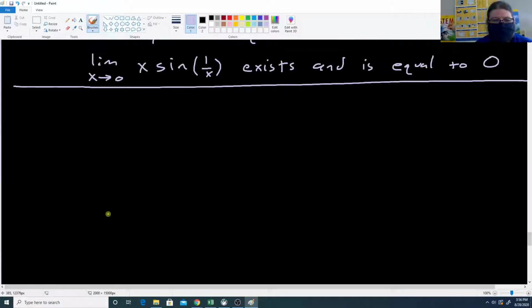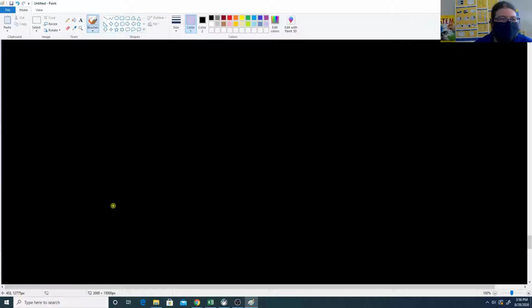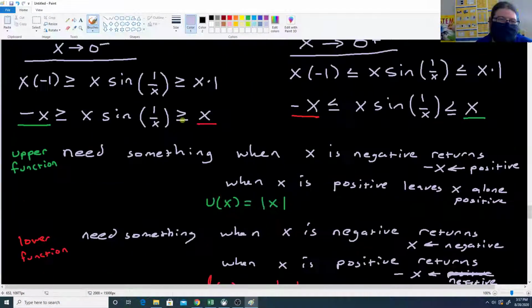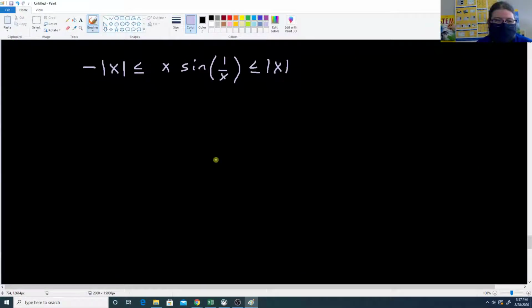So if I was really going to write this up nicely, I would say negative absolute value of x is less than or equal to x times sine of 1 over x, which is less than or equal to absolute value of x. If you're trying to do this in an AP free response, you'll need to show scratch work as to why that might be true. I don't think you can just jot that down. I think they'd want to see a little bit of this stuff here. How did you come up with that?